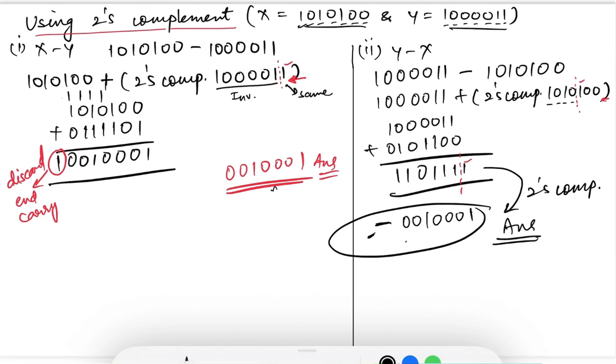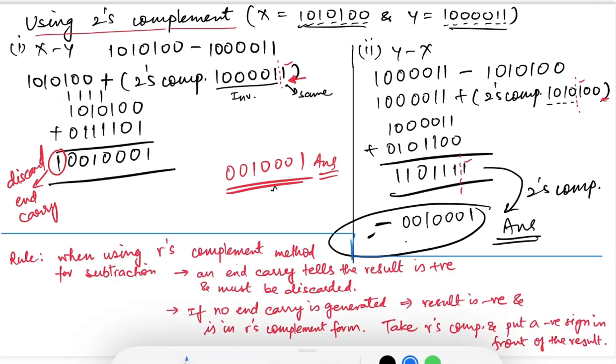So what is the rule? The rule says that whenever using the R's complement method for subtraction, this is applicable for R's complement method, tens or 2's complement: if an end carry is generated, it tells the result is positive and that end carry must be discarded. Very important. It must be discarded. If there is no end carry, then the result is negative and the result is in its complemented form. Which complement form? Whatever complement we are using for the subtraction purpose.